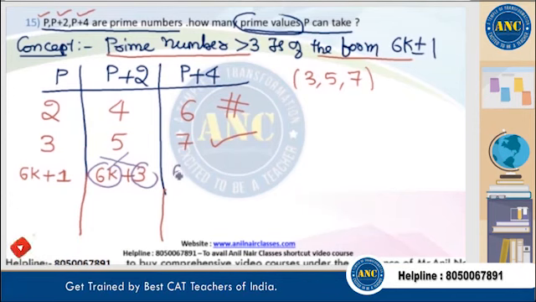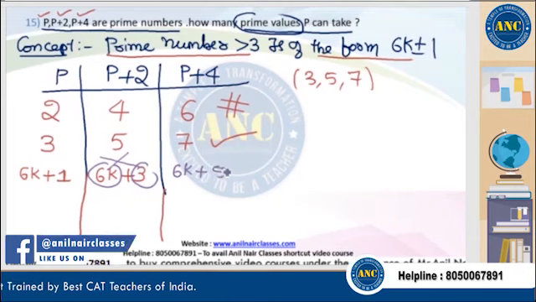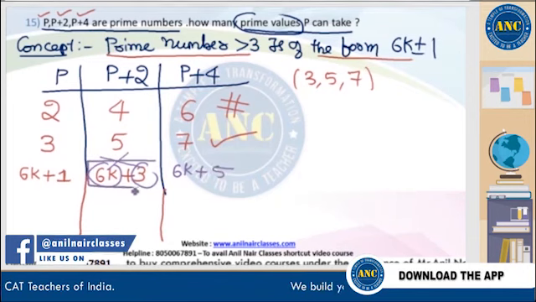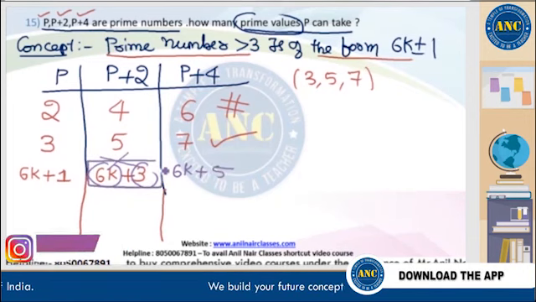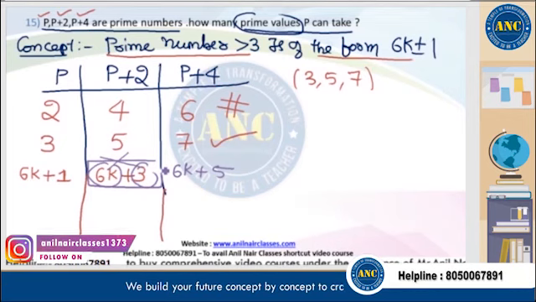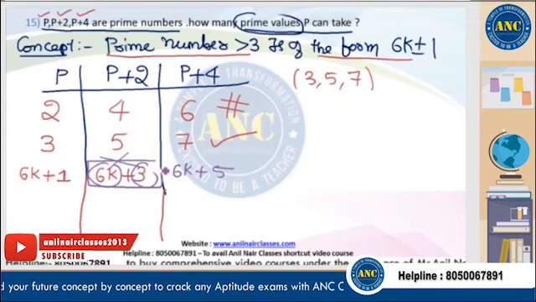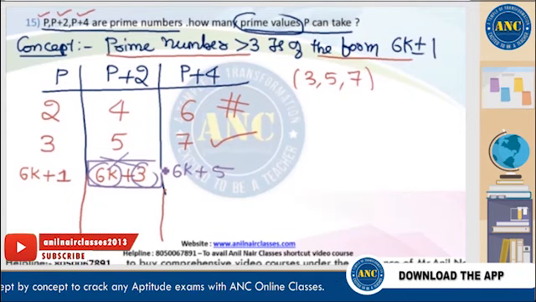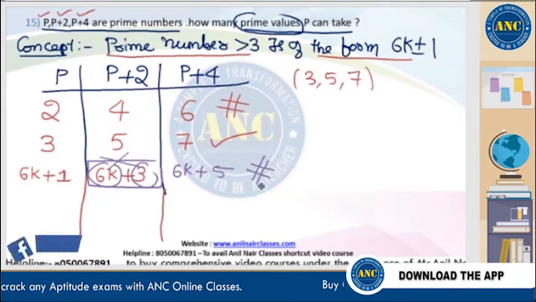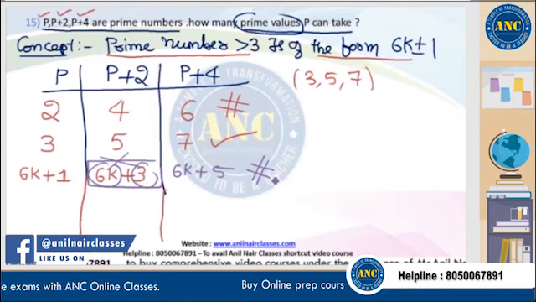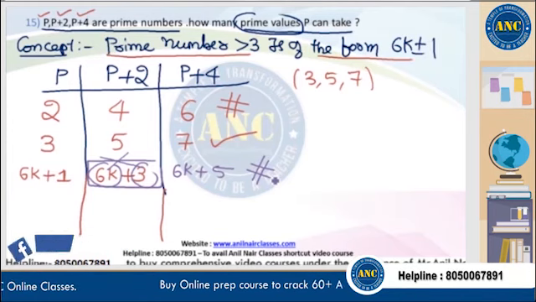So 6k plus 1 plus 2, that is 6k plus 3, is divisible by 3. That makes it divisible by 3. Any number divisible by 3 is a composite number other than 3. But we require the triplet to be prime numbers. So 6k plus 1 is not valid.